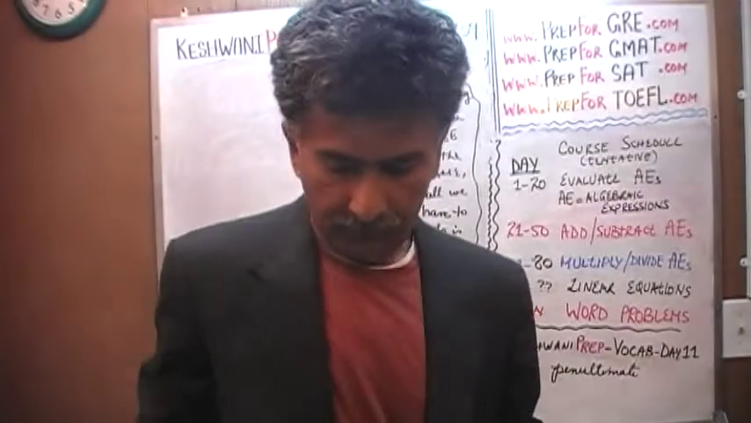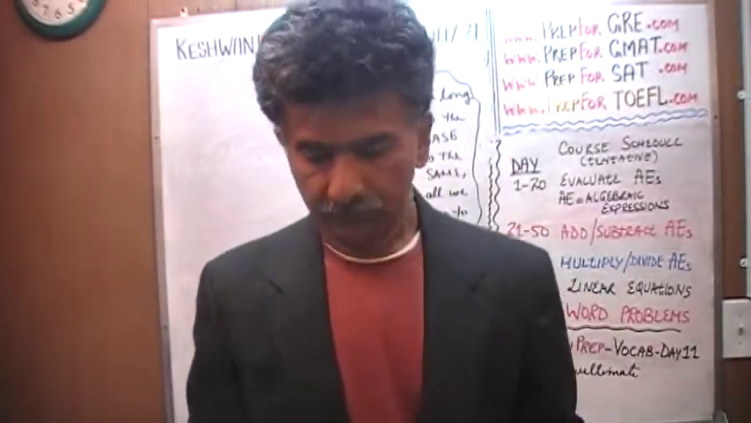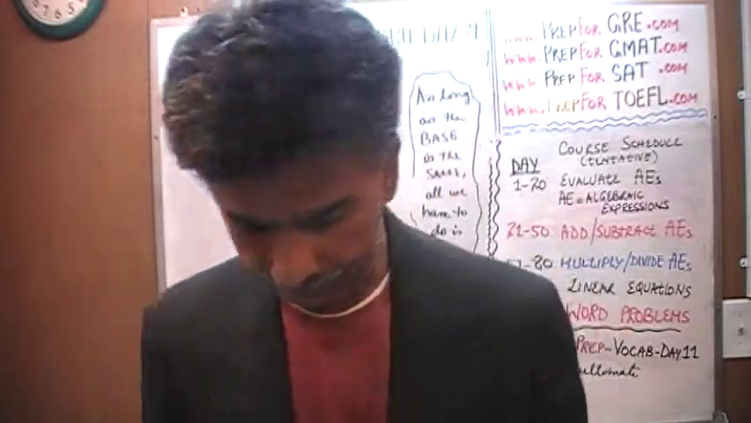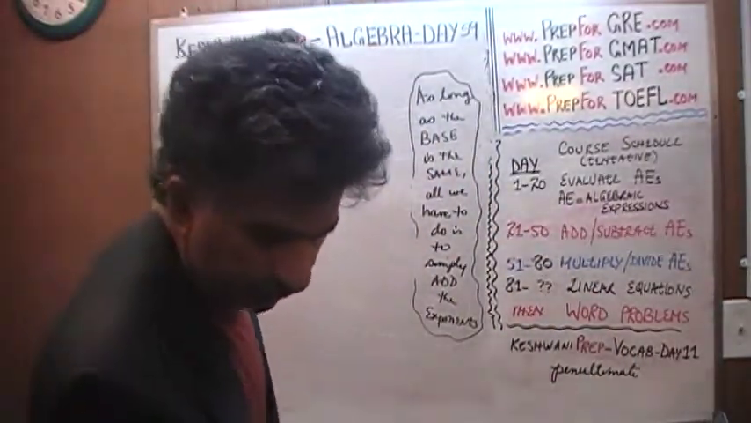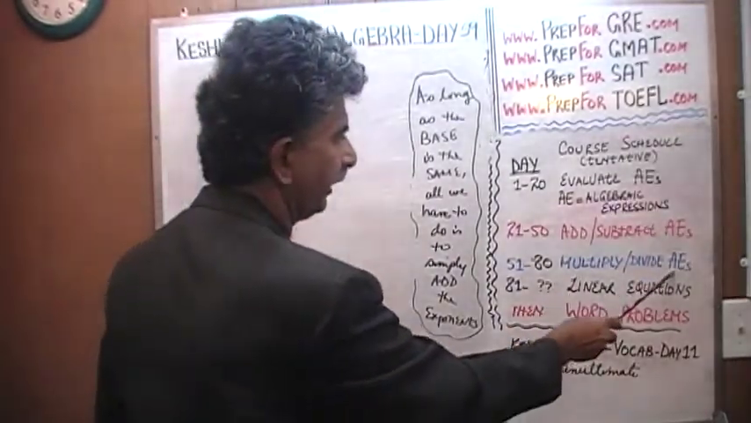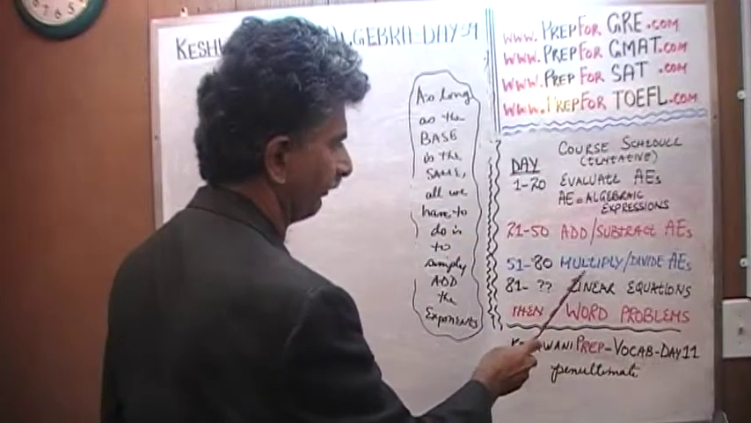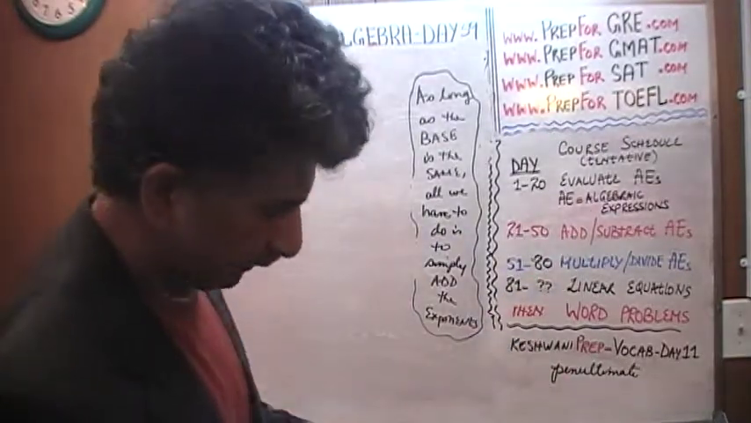Keshwani. We are here because we want to learn algebra. Today is our day number 59. Let's see what we have for today. We are in the process of learning how to multiply and divide algebraic expressions. Right now we are learning how to multiply algebraic expressions. Here's the problem.